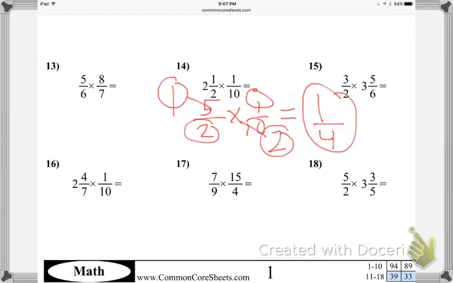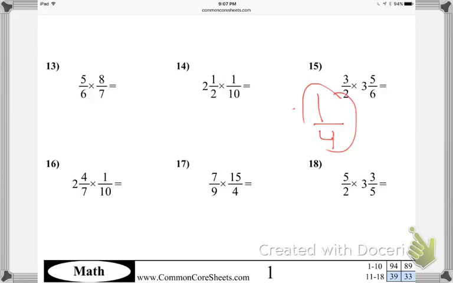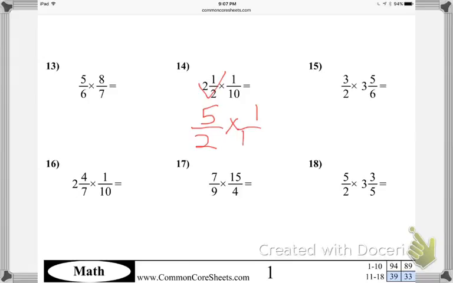I'm going to show you that again, but I'm not going to cross-cancel. I would still do my checkmark method, and I would have 5 over 2. 2 times 2 is 4, plus 1 is 5. The denominator stays the same. Times 1/10.